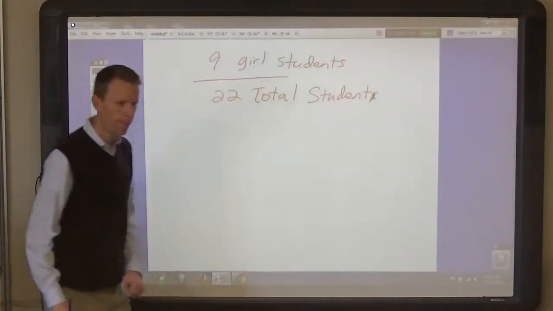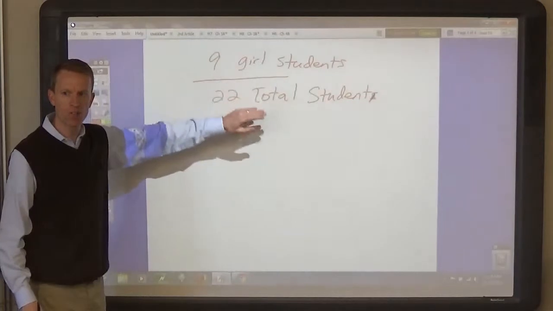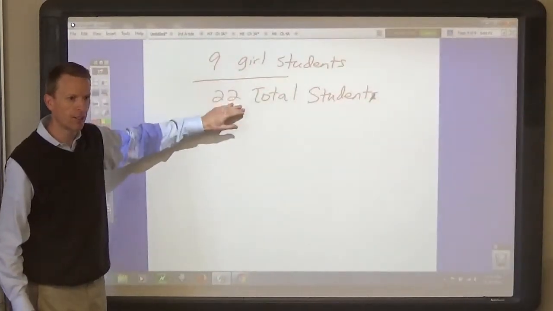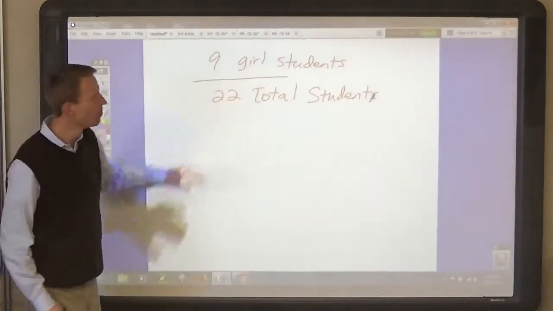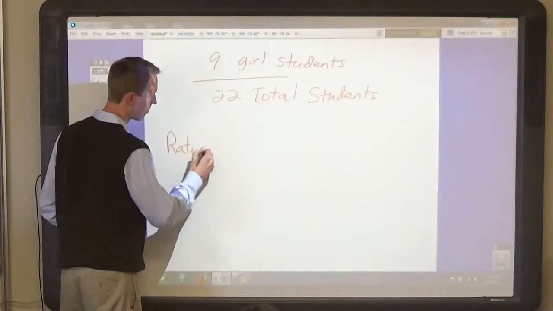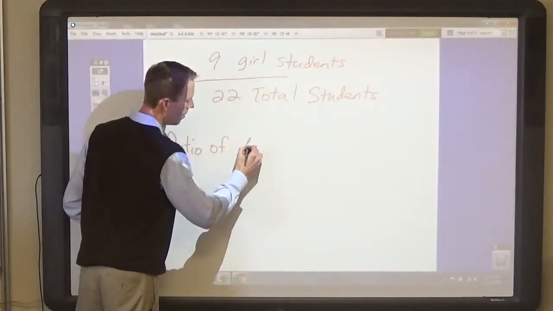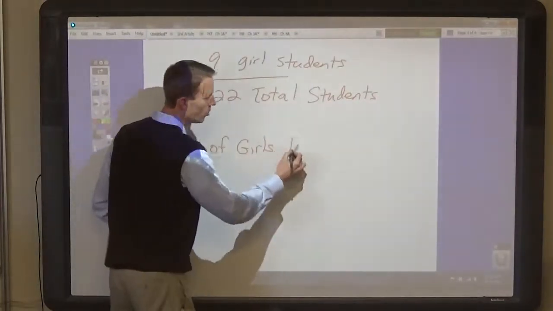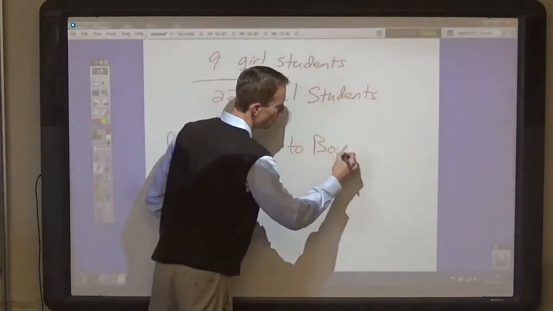Okay? Fractions are the amount out of the total. Repeat that. Fractions are the amount out of the total. Okay? Now, if we were going to write the ratio of girl students to boy students.